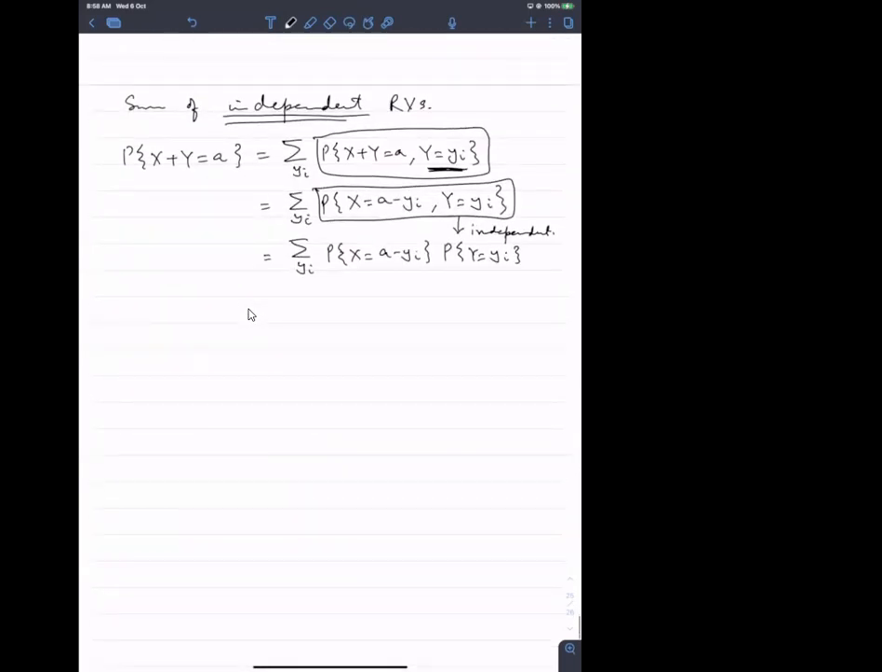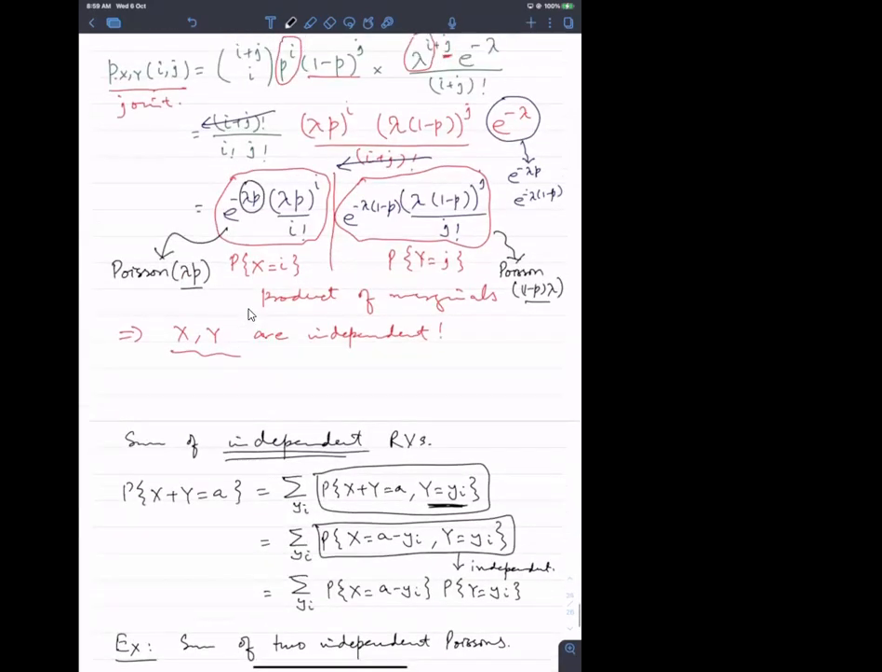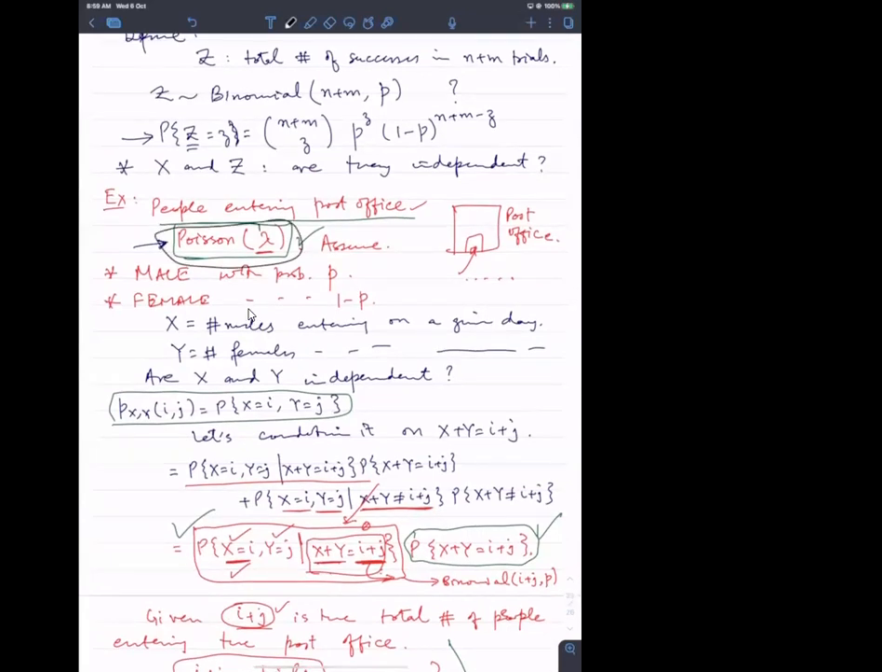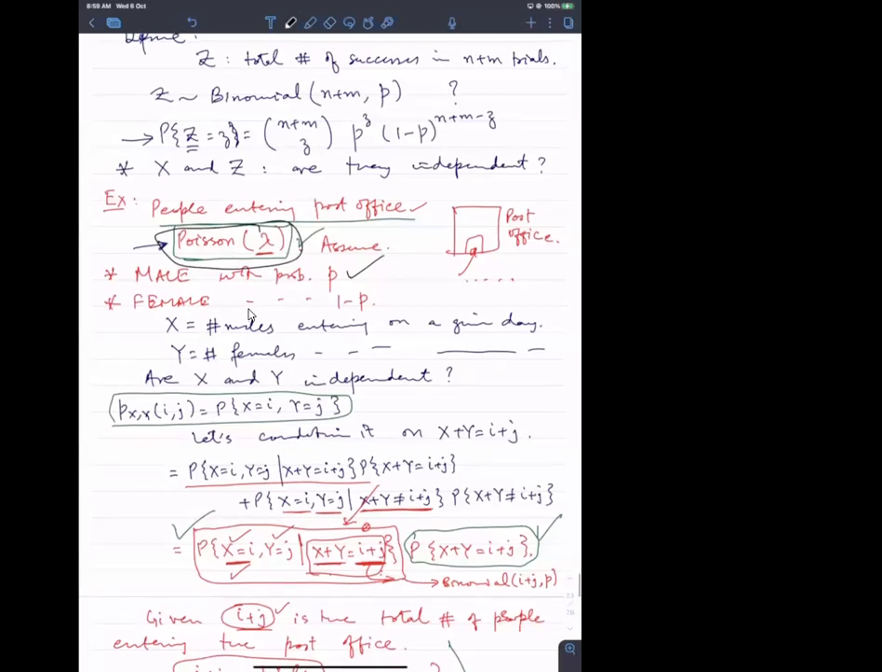So I will continue with that example that we did earlier, two Poissons. This example is very much related to the example of Poissons, males and females entering the post office, that we did earlier. So I'm going to talk about the sum of two independent Poissons. वहां पे हमने ये देखा था कि you had a Poisson with parameter lambda, जिसमें से p is the probability that the person entering the post office is male, 1 minus p is the probability that it's a female.